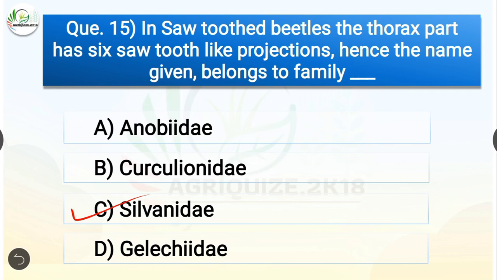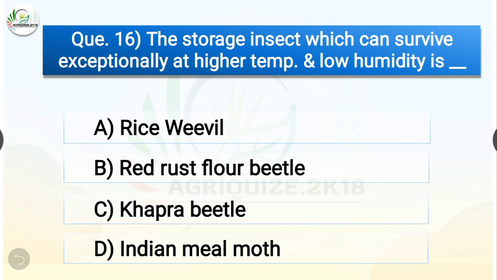Question number 16. The storage insect which can survive exceptionally at higher temperature and low humidity is dash. The options are rice weevil, red rust flour beetle, Khapra beetle or Indian meal moth. The correct answer is option C, Khapra beetle. So the storage insect which can survive exceptionally at high temperature and low humidity is Khapra beetle.